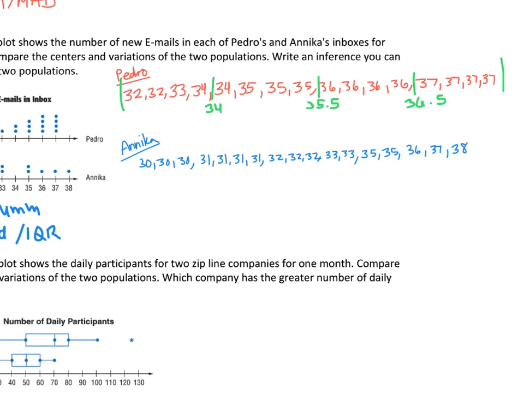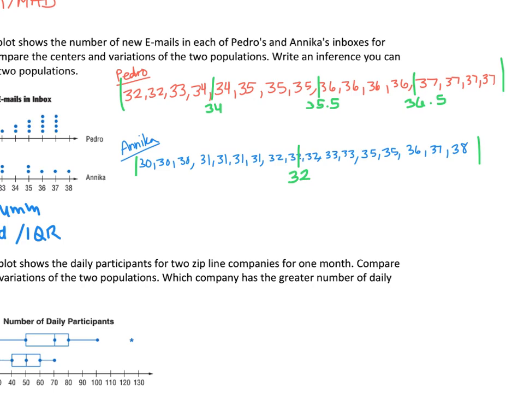Let's go ahead and do the same for Anika. 1, 2, 3, 4, 5, 6, 7, 8, 9, 10, 11, 12, 13, 14, 15, 16, 17. So halfway is the 9th value. So here's my low and my high. 1, 2, 3, 4, 5, 6, 7, 8, 9. The second 32, it goes through that number because there's an odd number of data.